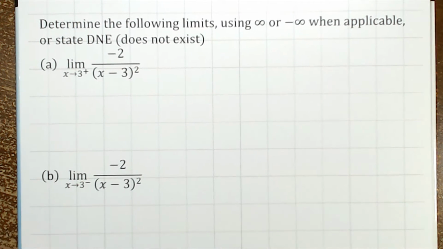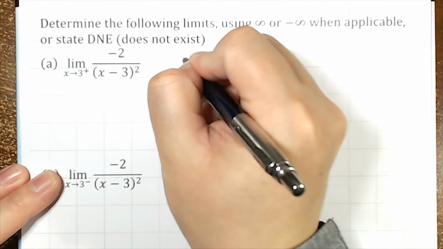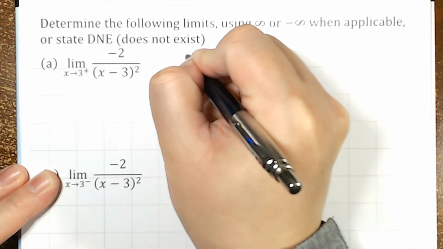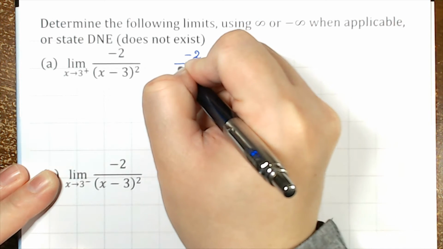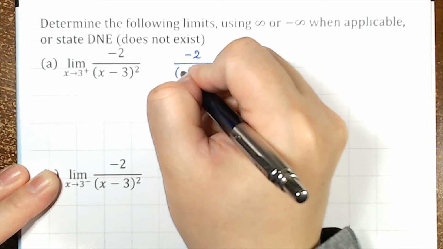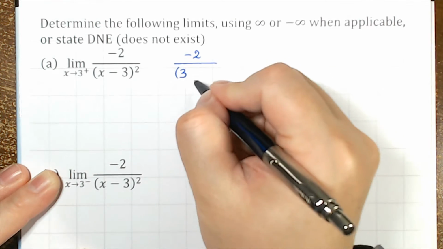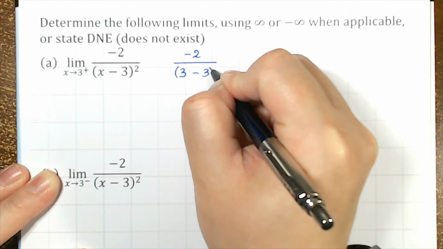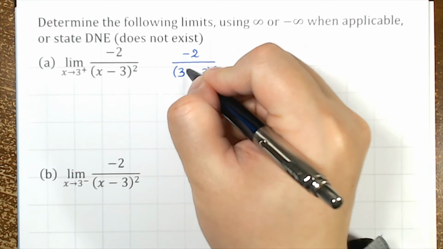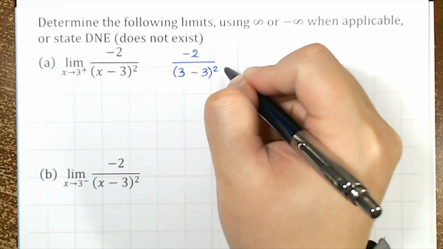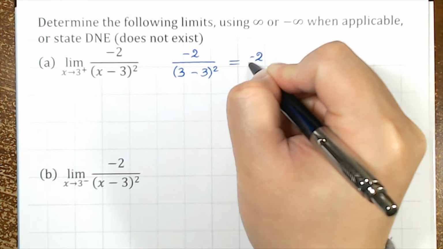So the first thing we do is we're going to put in the numbers and see what happens. So I don't write the equal sign yet. Just say negative 2 over, I'm going to put 3, just that 3, subtract 3 squared. Of course 3 minus 3 is going to be equal to 0. So just say negative 2 over 0 squared.